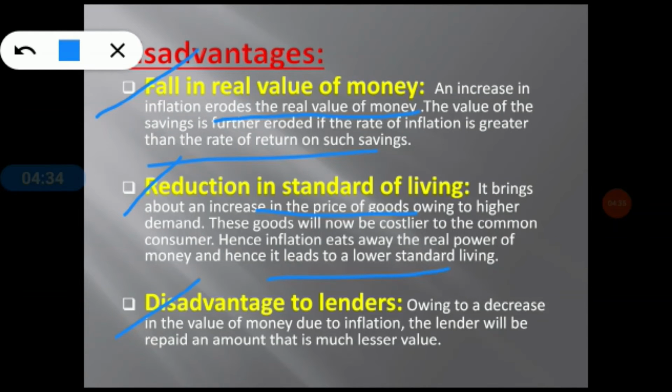it has a disadvantage to lenders also. Owing to the decrease in the value of money, because we all know that due to inflation the value of money decreases, the lender will be repaid an amount that is of much lesser value. Clear? So the money received would be lesser in value compared to what was lent. So now going to the next slide.